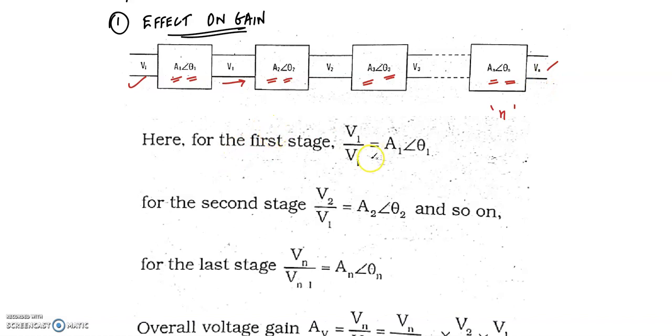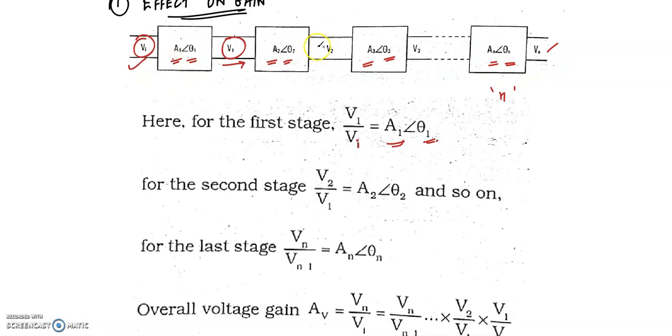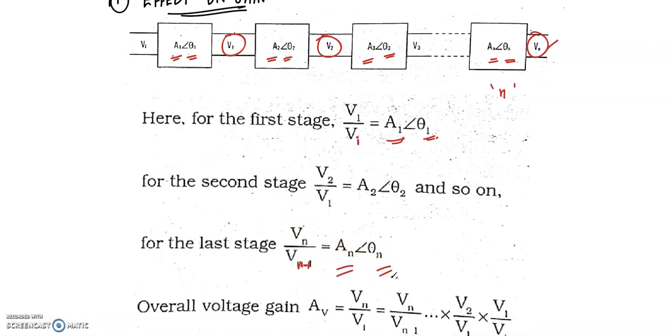For the first stage, if I write the gain, it would be V1, output voltage, divided by Vi, input voltage, right? As simple as that. And that is denoted as A1 with a phase shift of theta 1. For the second stage, it would be output voltage V2 by input voltage, in this case V1. So V2 by V1. For the last stage, it would be Vn divided by Vn minus 1, giving us a gain of An with an angle shift of theta n.